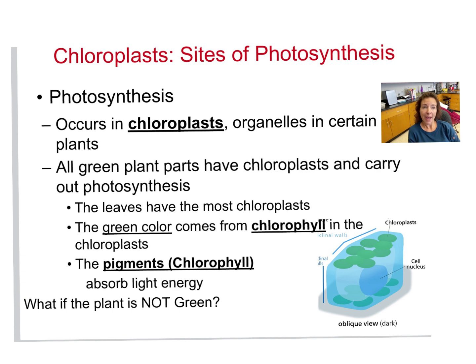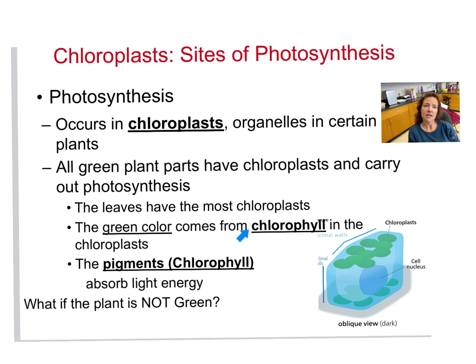So where does this all happen? Photosynthesis happens in the organelle called the chloroplast, okay? All green parts of plants are going to carry out photosynthesis. So leaves are going to have a lot of chloroplasts in their cells. The green color that a plant gets actually comes from a pigment, and that pigment is called chlorophyll.